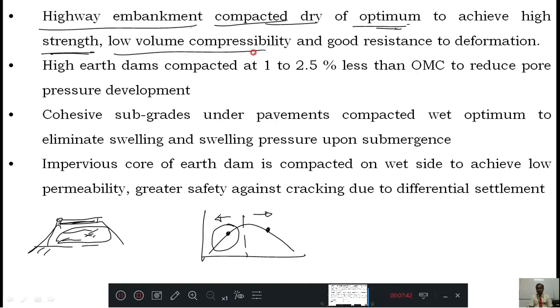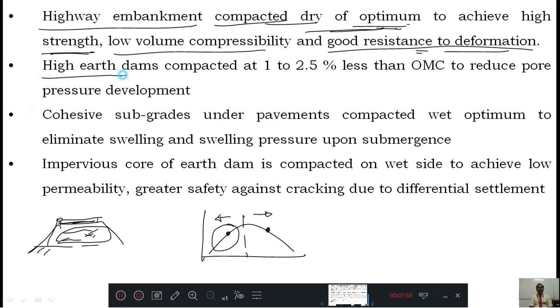Low volume compressibility is also a quality at dry of the optimum, and good resistance to deformation. Therefore, we have these three very important parameters. That's why the highway embankments are compacted dry of the optimum. That you need to remember.